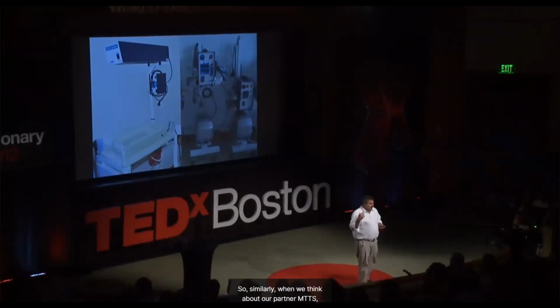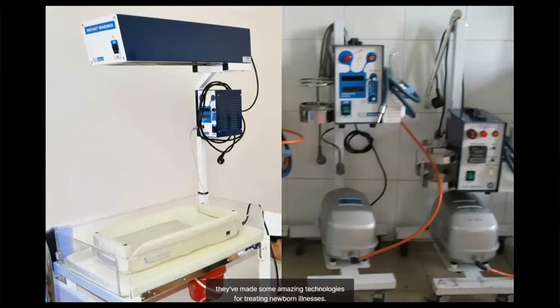So similarly, when we think about our partner MTTS, they've made some amazing technologies for treating newborn illnesses. So here's an overhead warmer and a CPAP. They're inexpensive, really rugged. They treated 50,000 kids in Vietnam with this technology. But here's the problem. Every doctor in the world, every hospital administrator has seen TV, you know, those ER reruns.